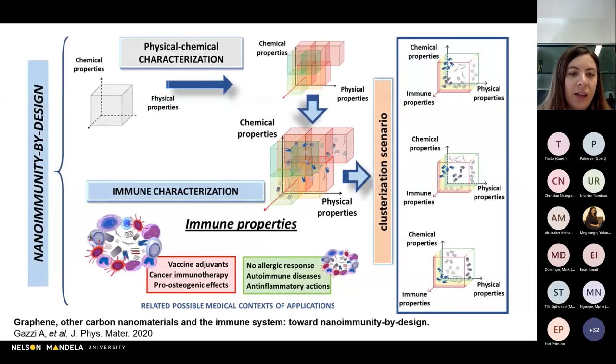So this is what we call the nano-immunity by design concept, which consists in the characterization of nanomaterials based not only on their chemical and physical characterization, but also considering the immune properties of the nanomaterials, so the downregulation or the upregulation of the immune system responses.